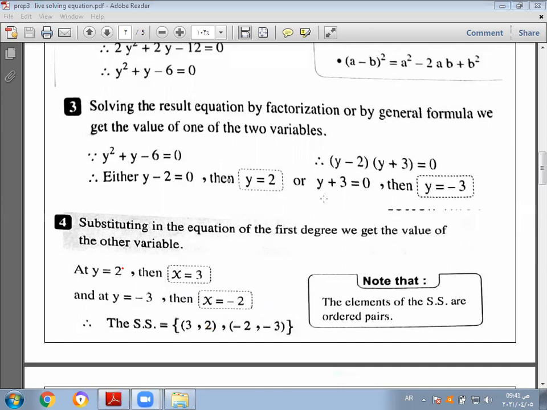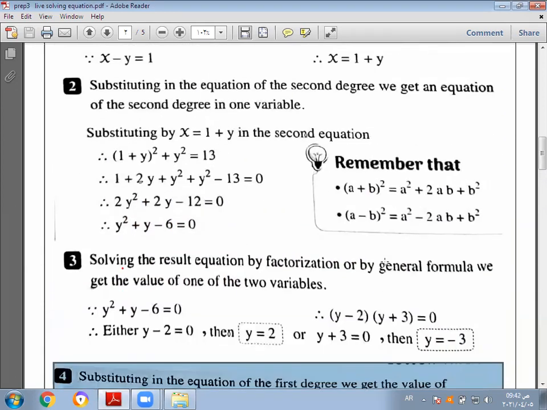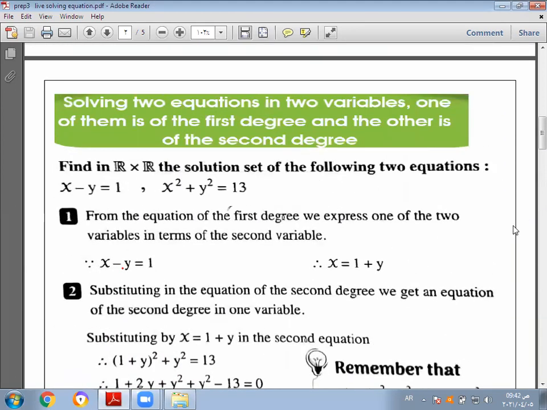This is the first example again. Our lesson today is solving two equations. The first equation has two variables in first degree, and the second equation has two variables, and one of them is second degree.